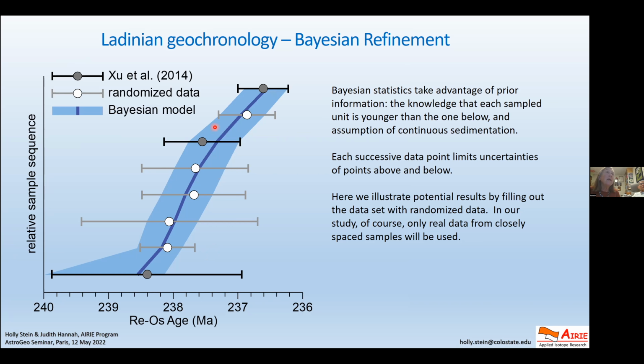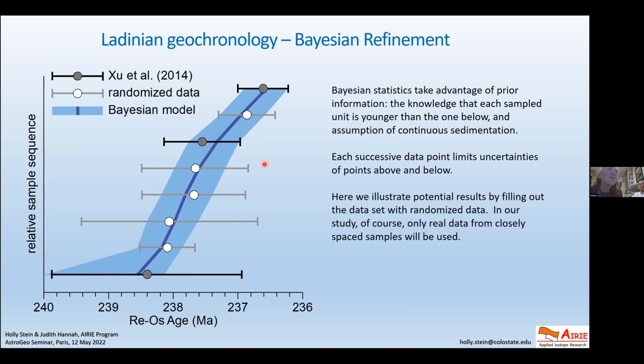What we've done here is inserted randomized data. Using a random number generator, we created another set of samples in between these that had the same range of uncertainties attached to it. So in doing that, we have some theoretical data that could match the kind of data we would get out of this same section if we actually did the analyses. We didn't have enough samples or enough time to do all of that.